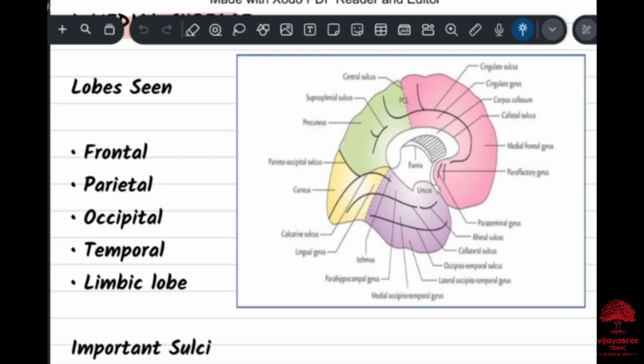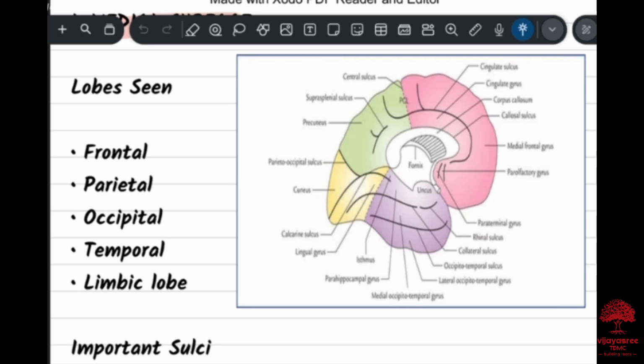Then comes the cingulate gyrus, which is also a part of the limbic system. They control emotion, behavior and memory. Then comes the precuneus. This is the precuneus and this is the cuneus. The function of the precuneus is visuo-spatial orientation and sensory integration. Then comes the cuneus. This is area number 17, the primary visual cortex. The function is vision.